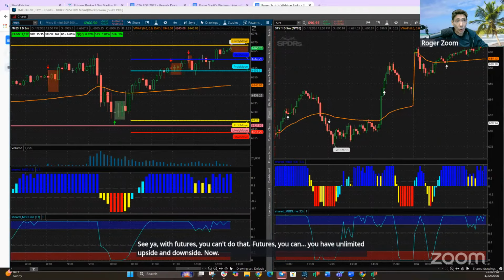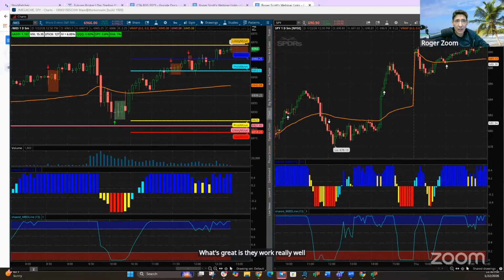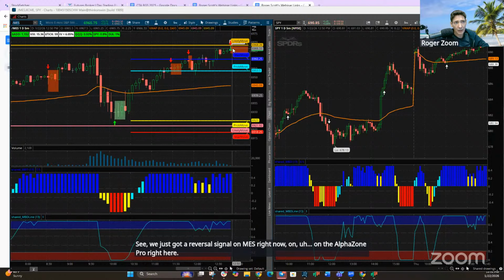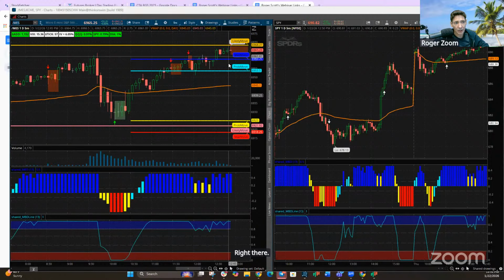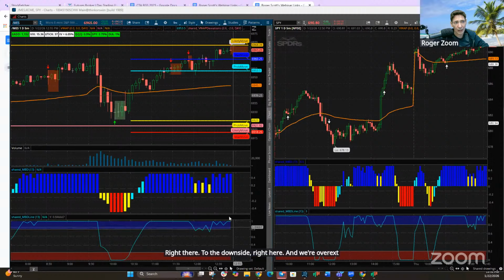Now, what's great is they work really well with options. See, we just got a reversal signal on MES right now on the Alpha Zone Pro, right there, to the downside right here, and we're overextended. Let's see if we get a confirmation here.